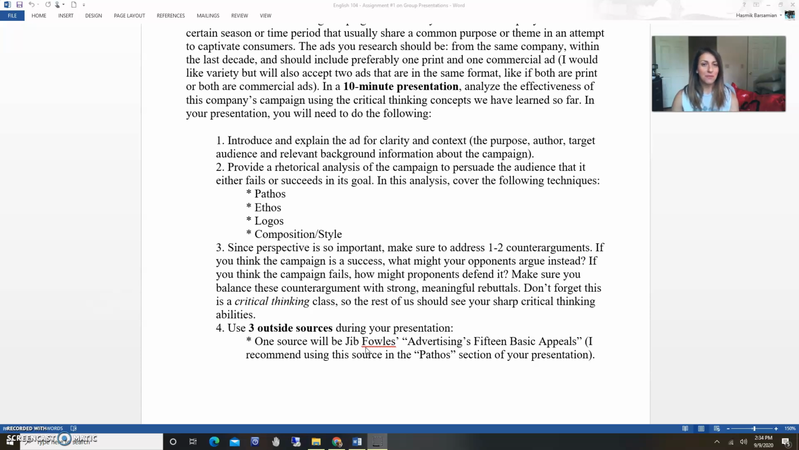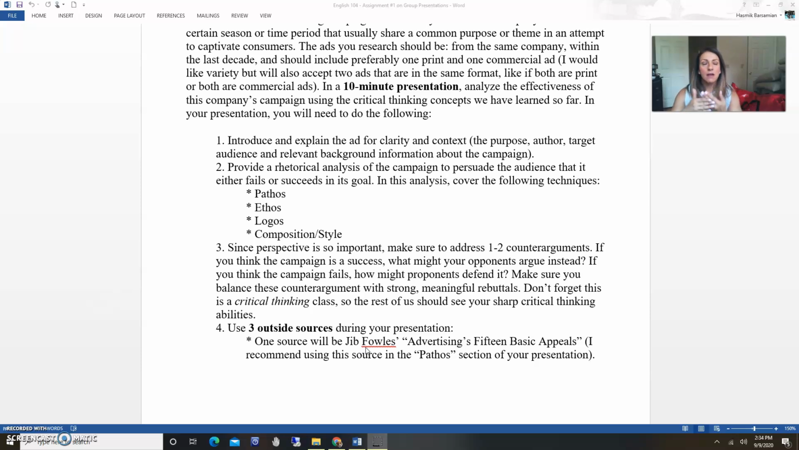It's going to make sense after you read Jib Fowles's article, but basically Jib Fowles gives us 15 different emotional appeals that advertisements use. So I just thought, out of the 15 that he offers, which of those appeals best fits with the advertisements you're using. So I think you might end up focusing on one or two appeals. Maybe one advertisement uses one appeal, maybe the other one uses another one.